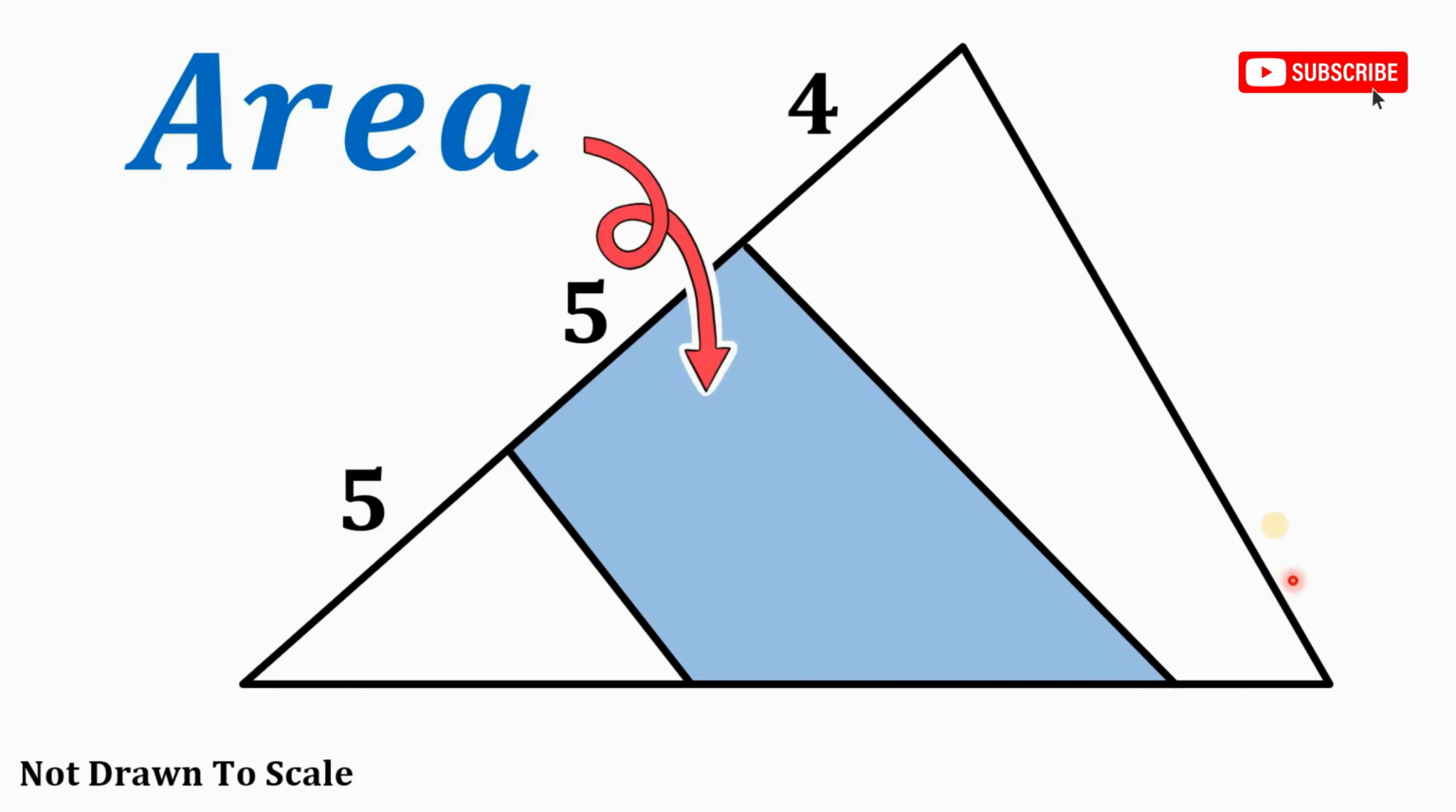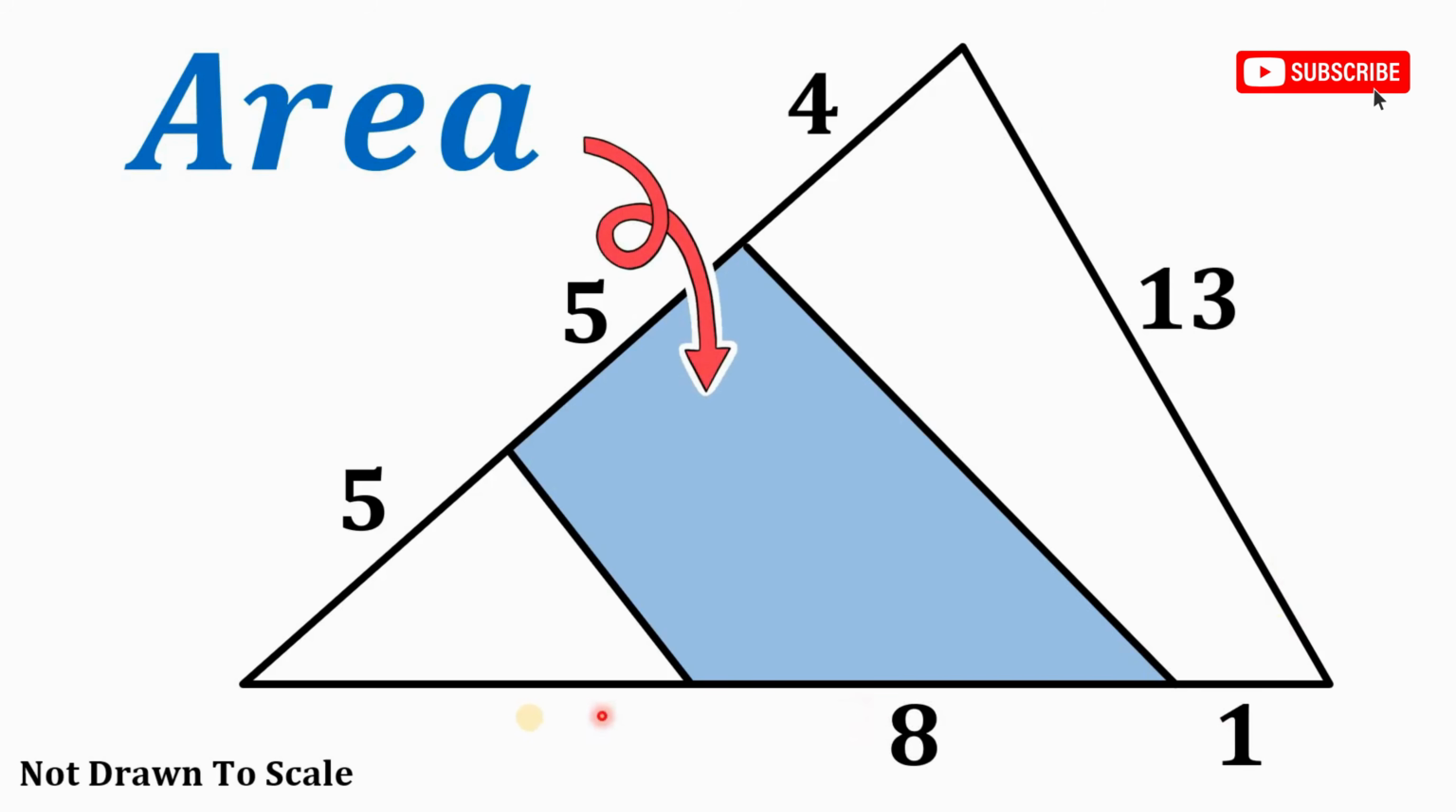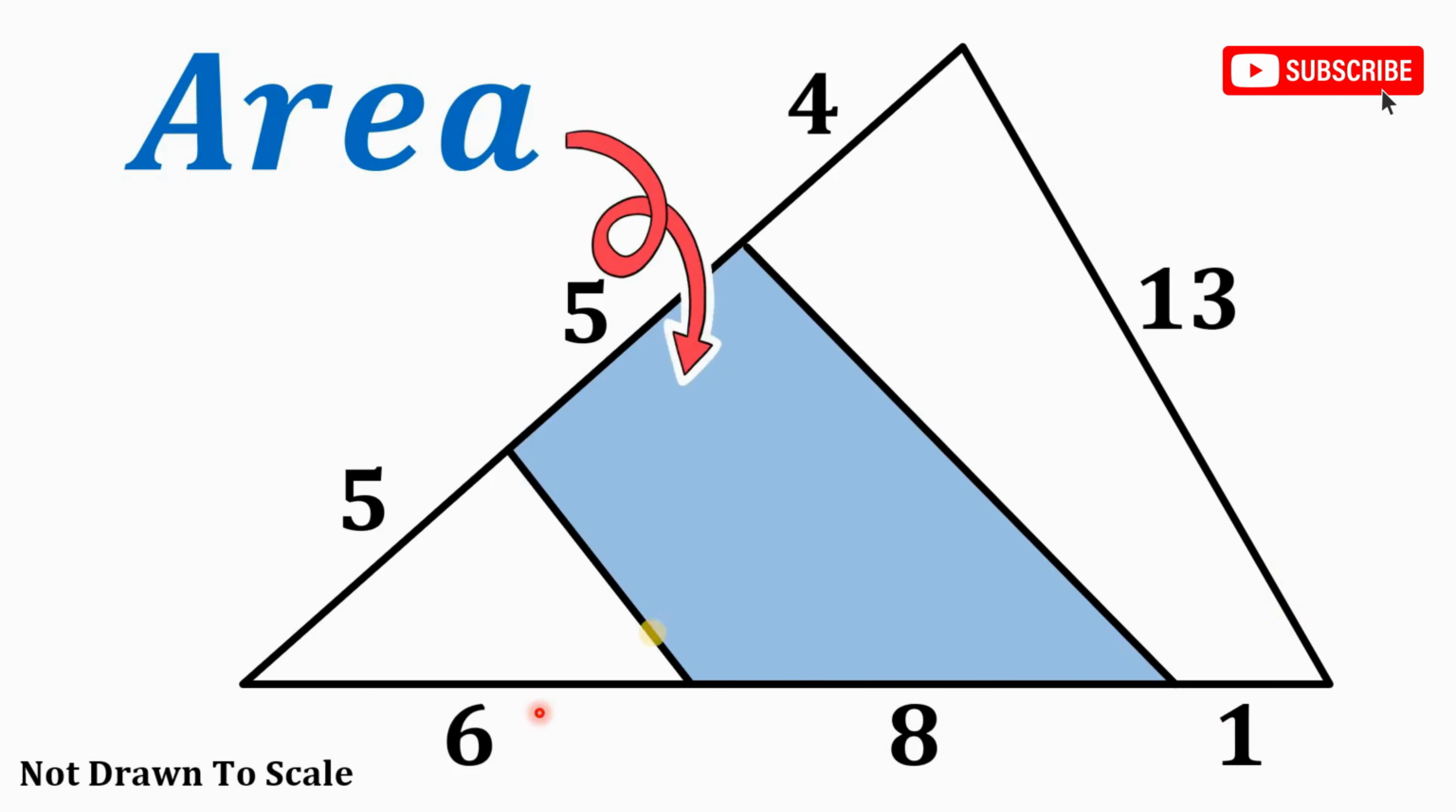The whole side of this triangle is 13 units. This is 1 unit. This is 8 units. And this is 6 units. And the goal is to find the area of the shaded region.